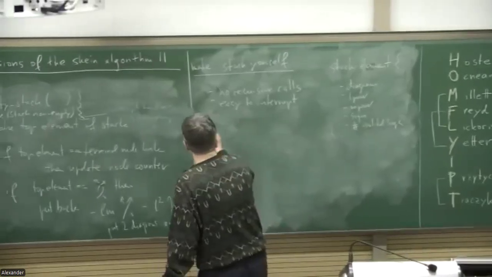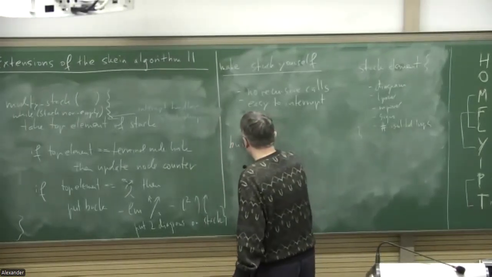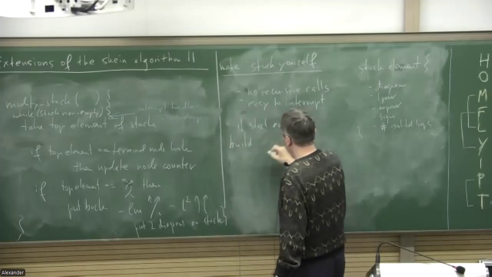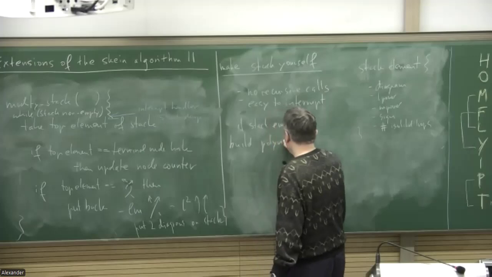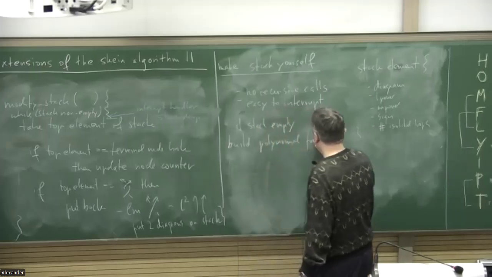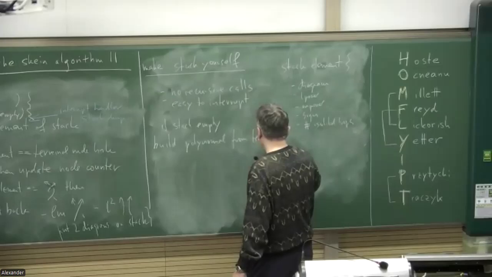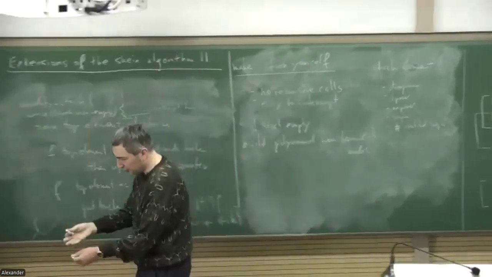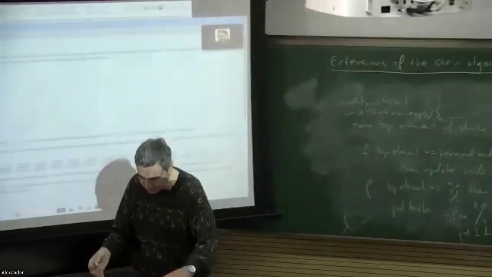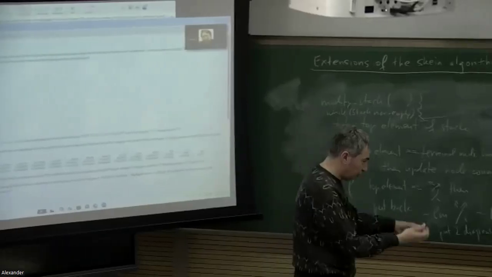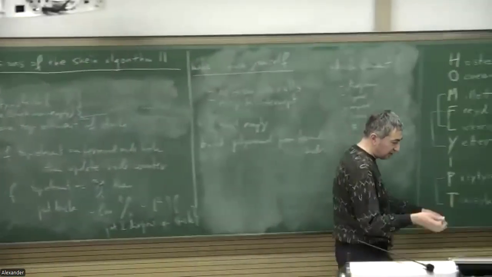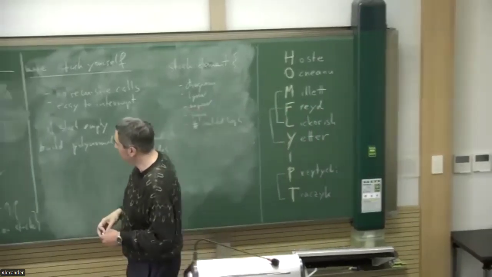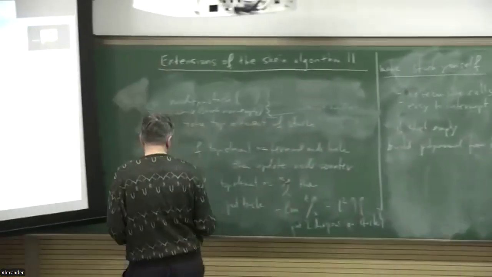So, if stack is empty, build polynomial from terminal nodes. Okay, because these are now very special diagrams, so you know the polynomial of the extra loop, and you add them. You know the polynomial of the trefoil and the Hopf link, and then you can simply multiply everything with the correct L power, M power. Okay, and then you get the whole polynomial.